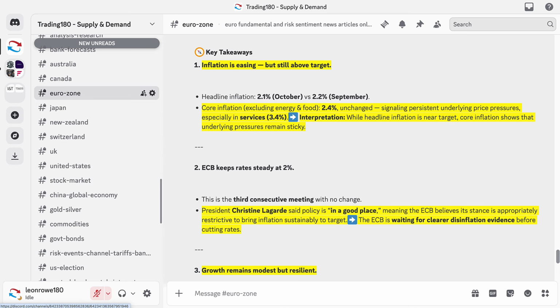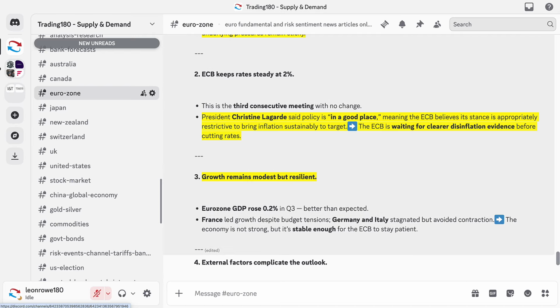they are saying that inflation is easing but still above target. Core inflation, excluding energy and food, at 2.4%, unchanged, signaling persistent underlying price pressures, especially in services. 3.4% in services, while headline inflation is near target. Core inflation shows that underlying pressures remain sticky. Christine Lagarde said policy is in a good place, meaning the ECB believes its stance is appropriately restrictive to bring inflation sustainably to target. The ECB is waiting for clearer disinflation evidence before cutting rates.